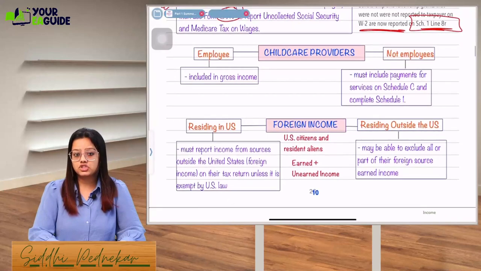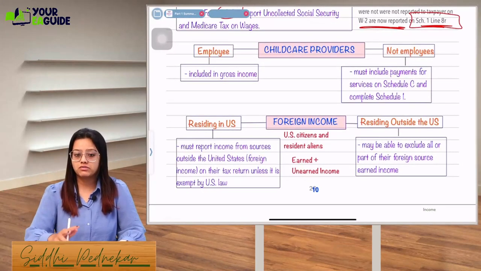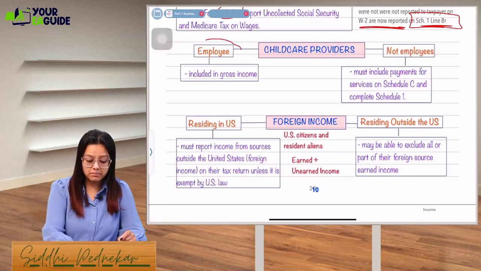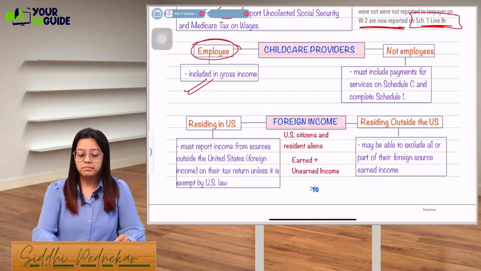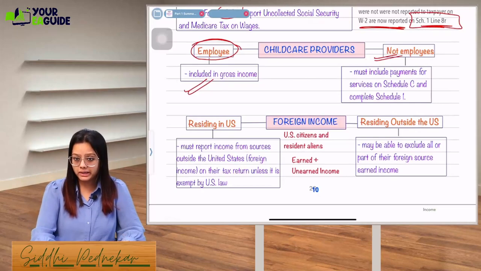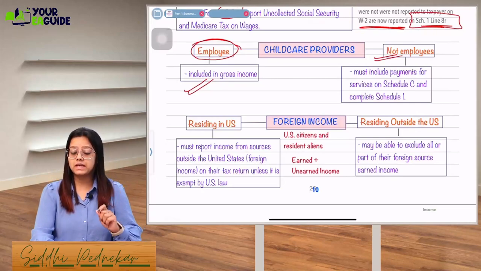Okay, next is child care provider. If you are providing the services of a child care facility, daycare facility, right? Being an employee, you are still going to include it in the gross income. Those who are not an employee must include it on Schedule C, as business income.